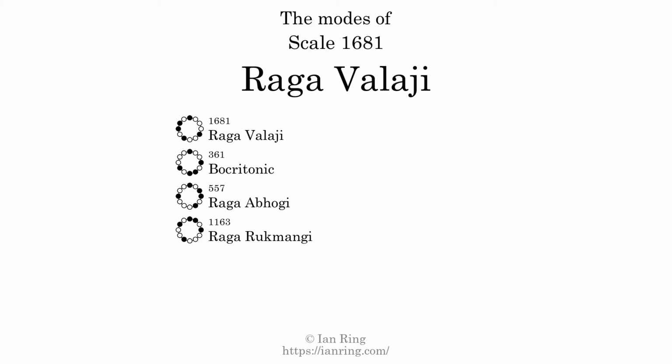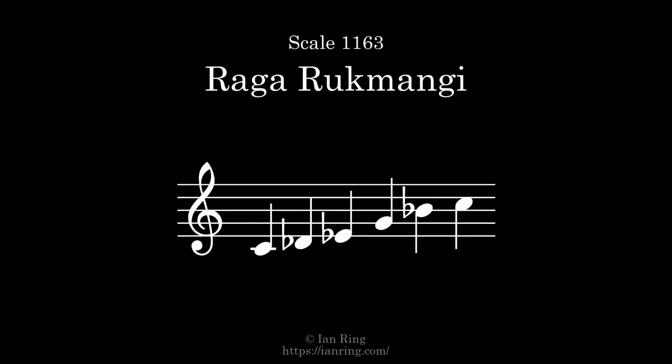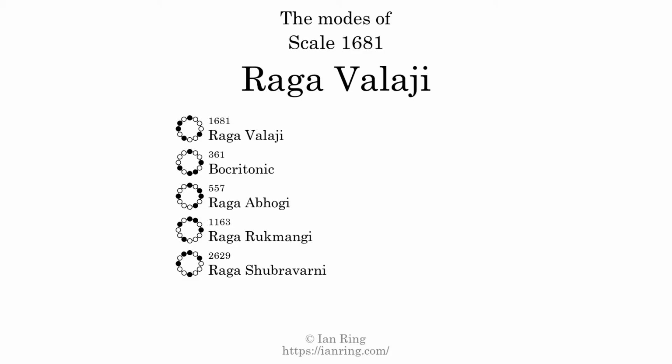The fourth mode is scale 1163, also known as Raga Valaji. It sounds like this. The fifth and last mode is scale 2629, also known as Raga Valaji. It sounds like this.